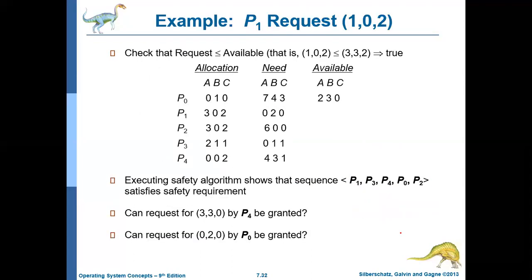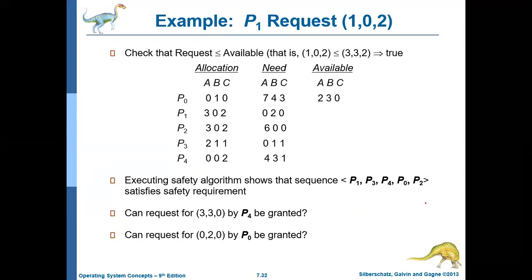Remember the definition of a safe state. The system is in a safe state if there exists a safe sequence such that the resource request of every process Pi can be satisfied from the available resources plus the resources currently held by Pj, where j is less than i.